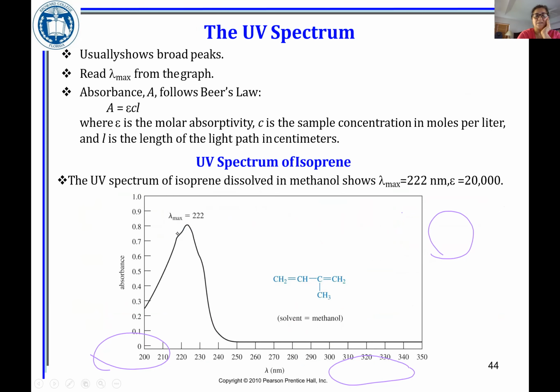So the lambda max from UV spectroscopy can relate to the number of pi bonds and the number of carbons in the molecule. If you had only one pi bond, this could be like 200, or 30 units less, whatever that number is. But if you have 3 pi bonds, it's going to be 30 units more. Because the more pi bonds, the higher the lambda max is going to be.